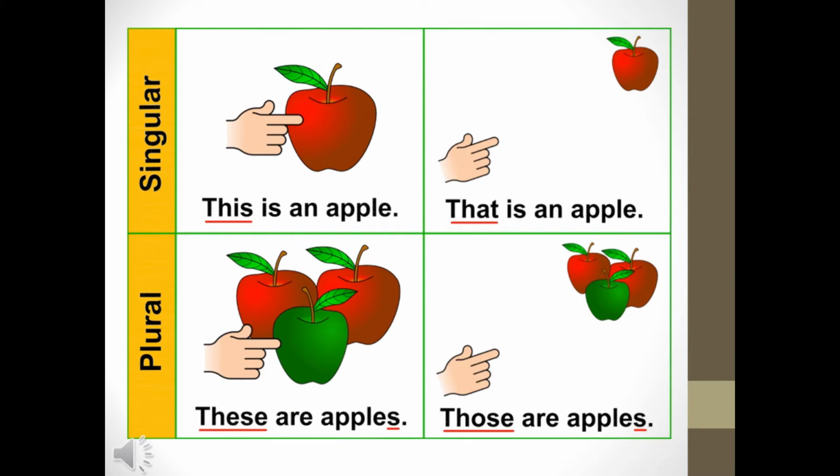Here is the example of a sentence of demonstrative this, that, these, and those. For singular, we use this and that. For example, this is an apple. That is an apple. And for plural, we use these and those. For example, these are apples and those are apples.